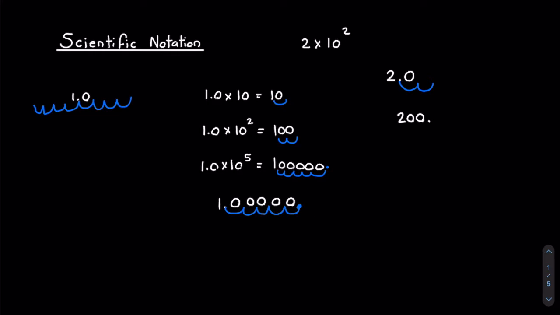And it works that way because we're multiplying by 10. So whenever you see a positive exponent, times 10 by a positive exponent, you'll always be moving the decimal to the right because the value will always be bigger. So remember, positive exponent means bigger value.